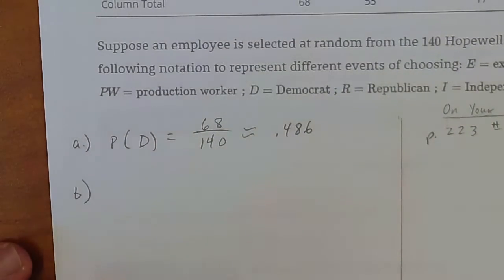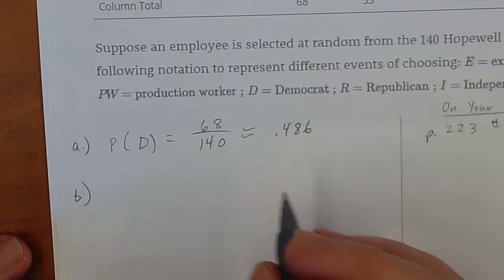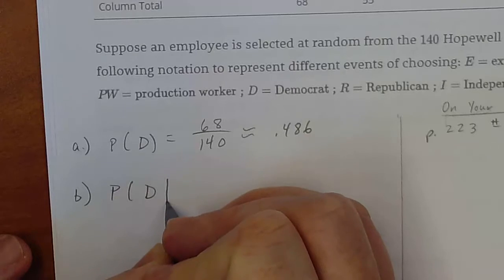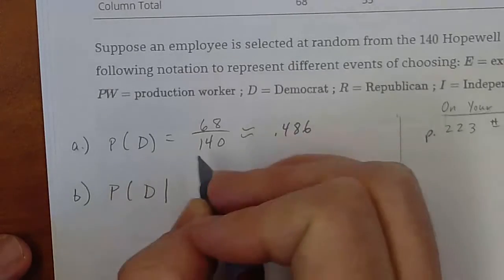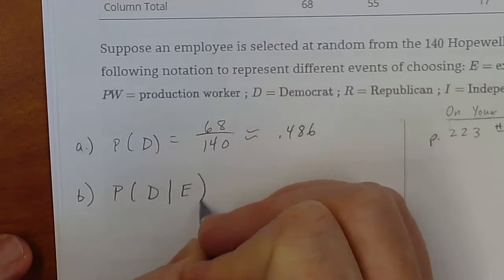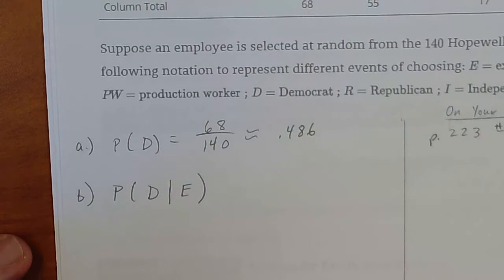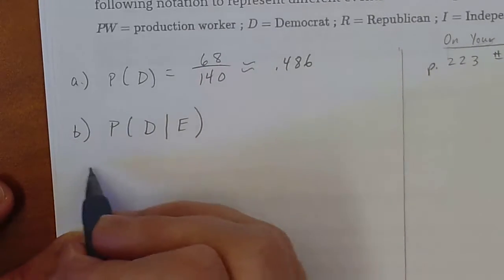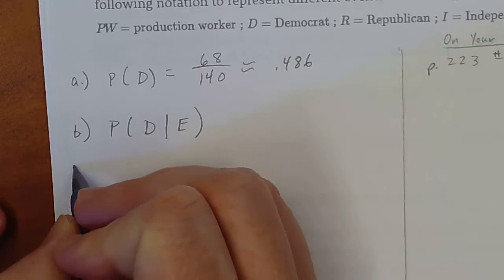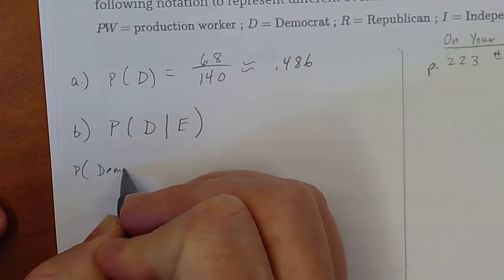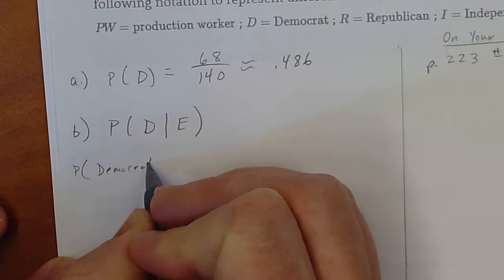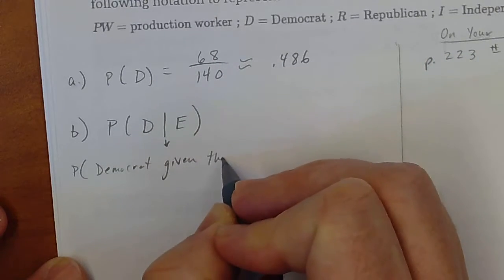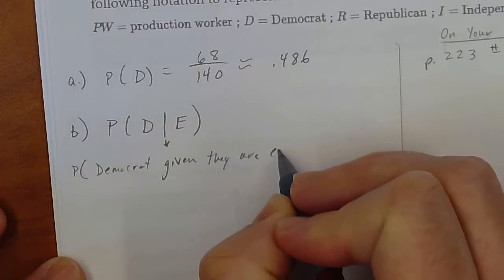Okay, part B. This one is going to be new. Probability of being Democrat given their E, which is an executive. Okay. And that's how we read that. If you want to write the words, I mean, maybe that'll help you out. It just means probability. This is optional if you want to write this part. Probability of being Democrat. You see this thing right here, it always means given they are an executive.